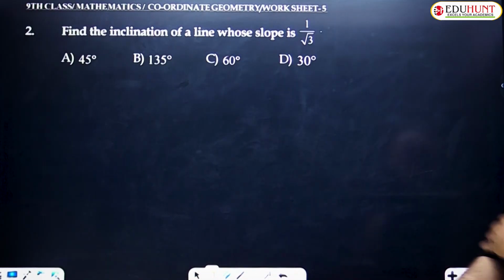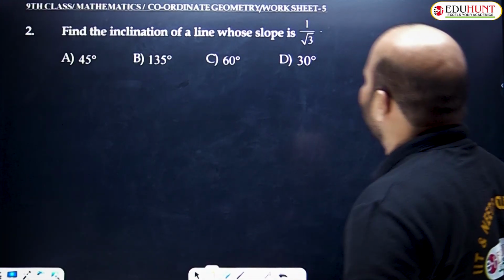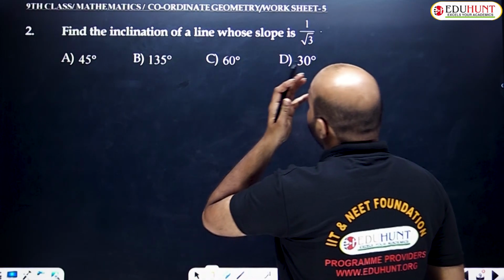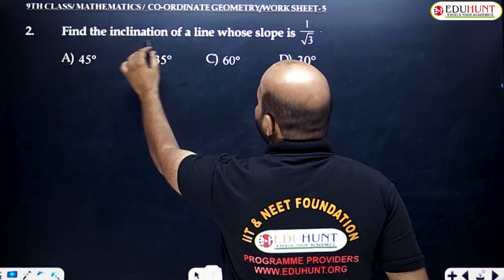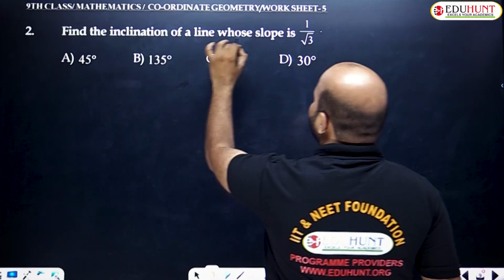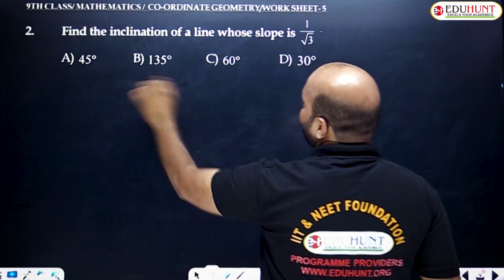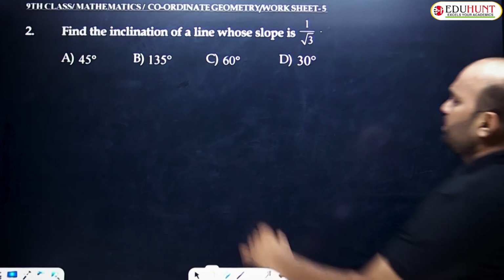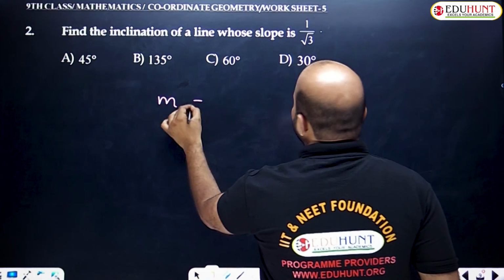Am I clear? So let's go to question number 2. Find the inclination of a line whose slope is 1 by root 3. Clearly we need to understand what the question is asking. Find the inclination of a line whose slope is 1 by root 3. Option A 45 degree, option B 135 degree, option C 60 degree, option D 30 degree. So what is the formula? m equals tan theta.